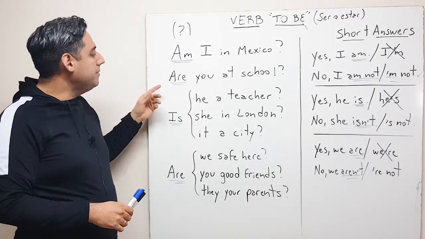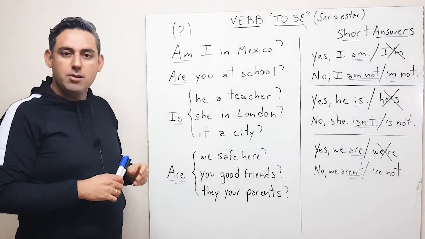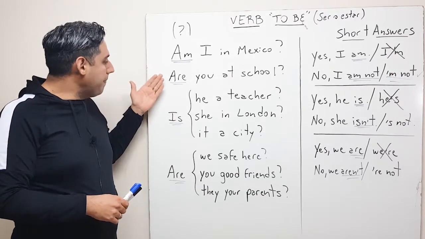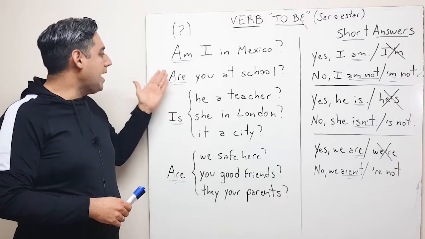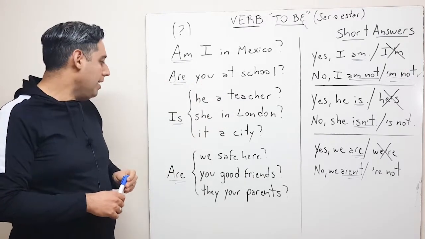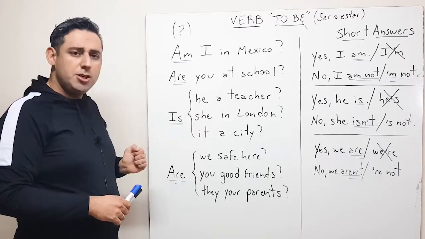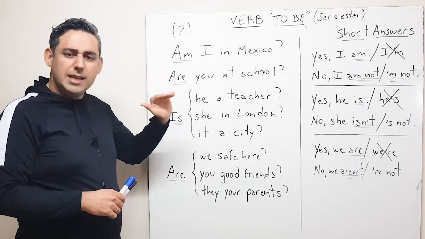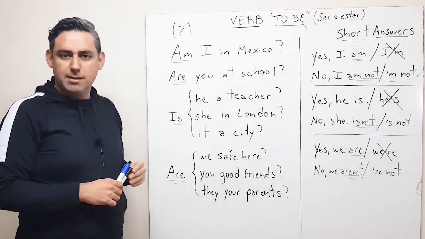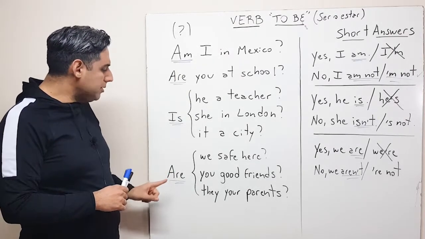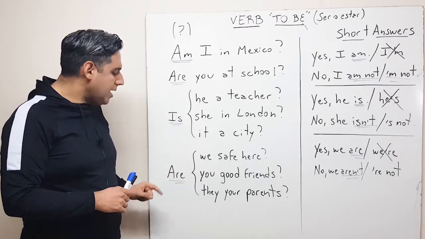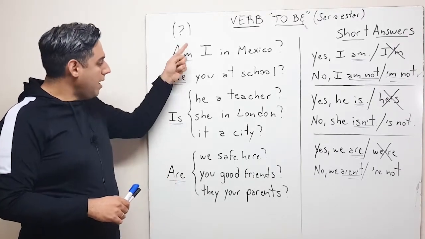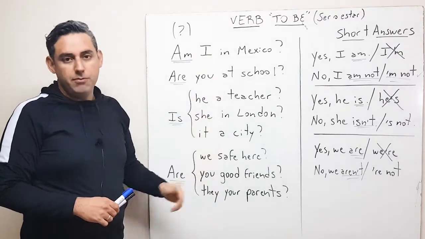But then you can say, are you at the school? Are you at the school? Okay, are you a student? This is the idea behind this question. So we begin using the verb to be first and then the pronoun and then what follows, okay? The same happens with is. Is he a teacher? Is she in London? Is it a city, right? Always with rising intonation. Is she a teacher, right? Is it a city, okay? And then the last examples, are we safe here? Are you good friends? Are they your parents, okay? So always placing the auxiliary first plus the pronoun and whatever follows, right?